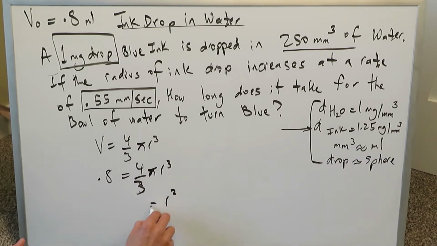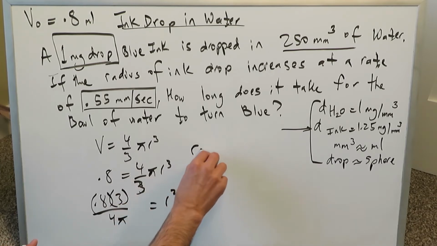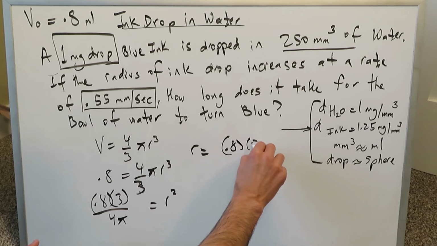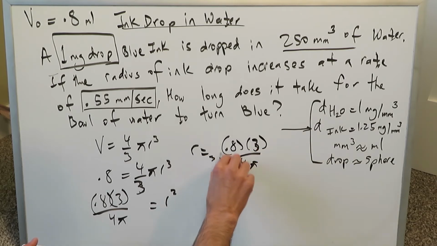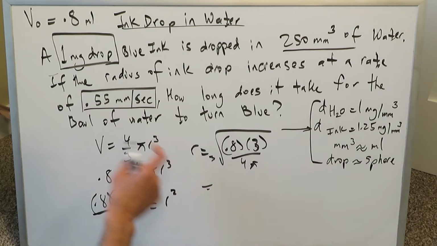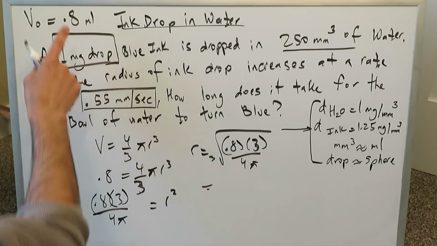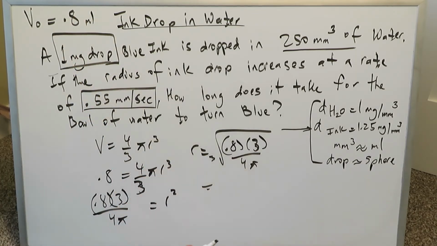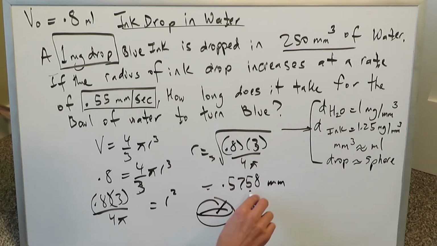0.8 is equal to 4 over 3 pi r cubed, and let's solve for the radius. R cubed is equal to 0.8 times 3 over 4 pi, and the radius is the cube root of all of this, in millimeter units. The radius we get for this 1 milligram drop, or 0.8 milliliter drop, in a sphere shape is 0.5758 millimeters. So this sphere of blue ink has a radius of 0.5758 millimeters.